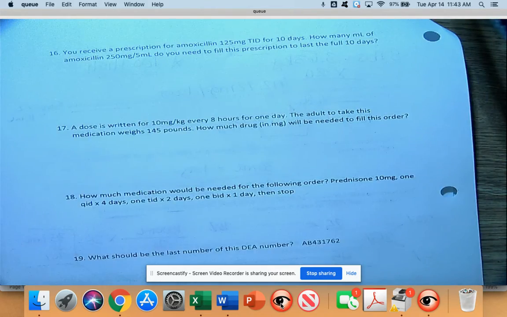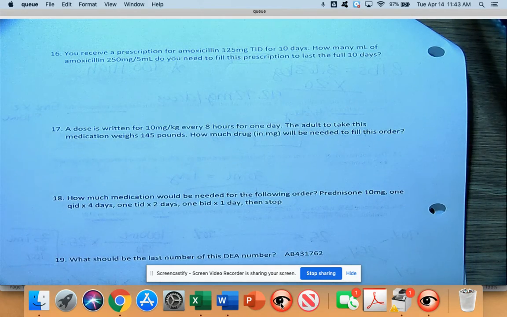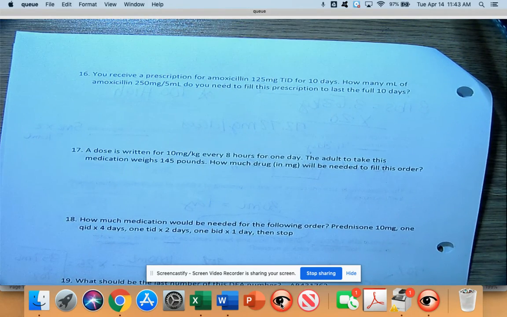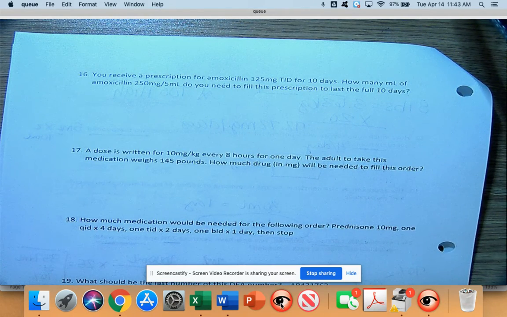All right, number 16. You have a prescription for amoxicillin, 125 milligrams, 3 times a day for 10 days. How many milliliters of amoxicillin, 250 milligram per 5, do you need to fill this prescription to last the full 10 days? Very, very typical problem. I will say over the last several years, doctors have gotten really good about knowing what amoxicillin comes in oral suspension, and they will normally not make you do this much work. However, sometimes in the ER physicians or hospital physicians will write it this way, and you'll kind of have to know how to convert it.